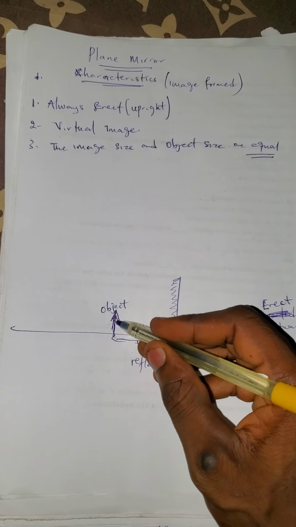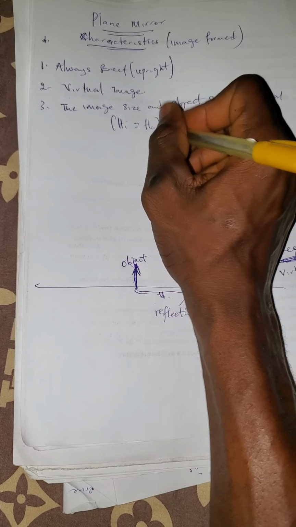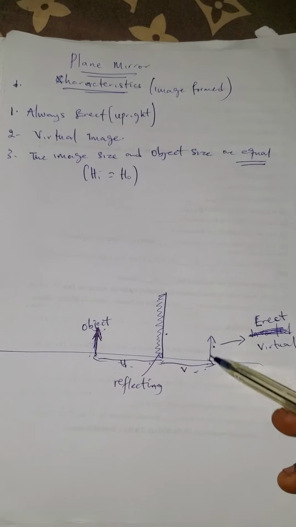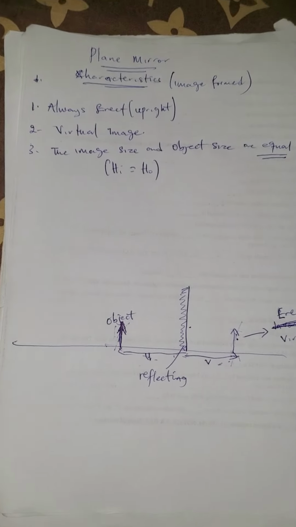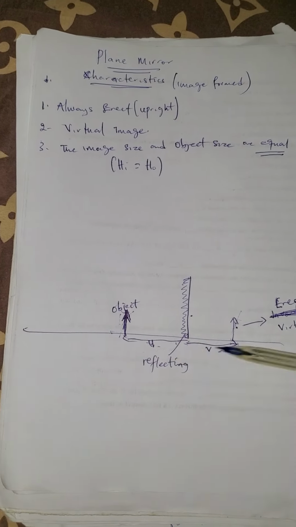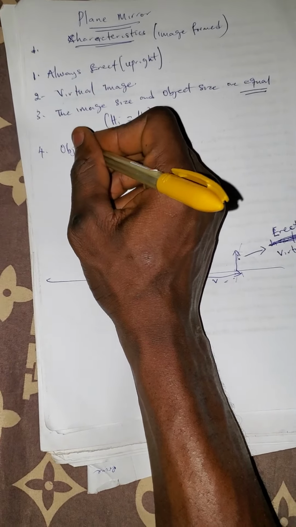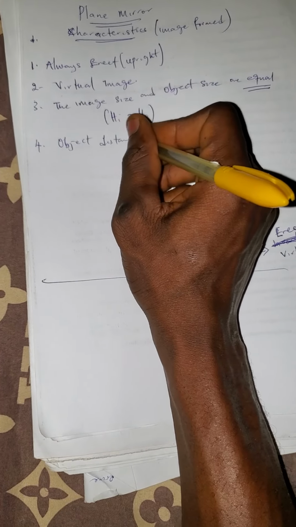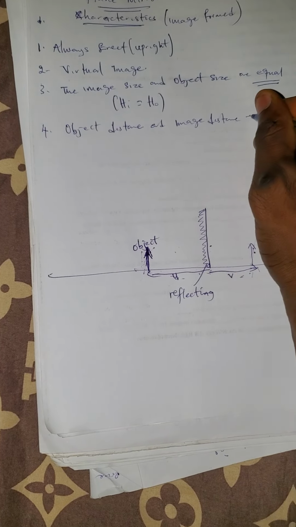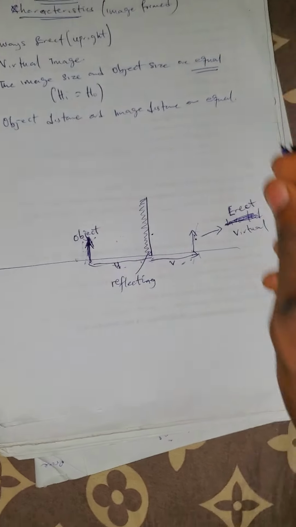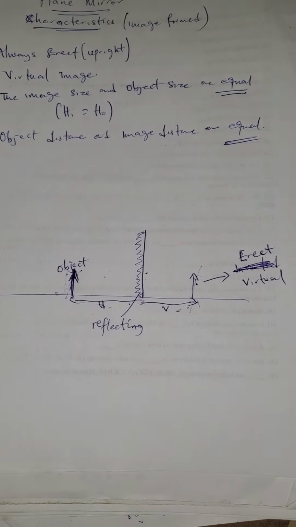So the object's height, we can say, hi is equal to h naught. The image height and the object's height must be the same. Or the image size and the object size must be the same. Number 4 I talked about is that the object's distance and the image distance must also be the same. They are equal.